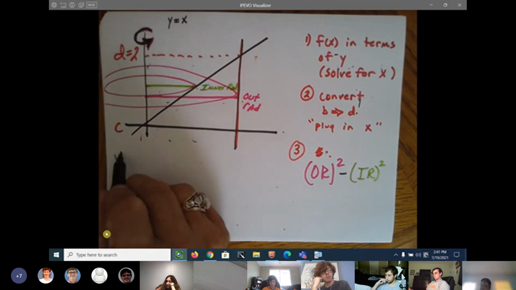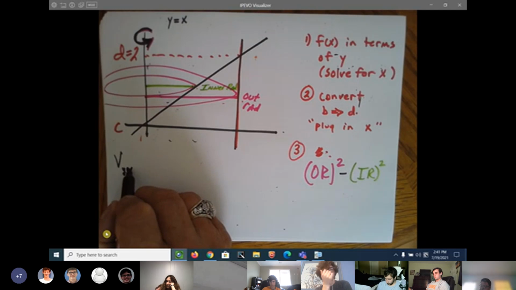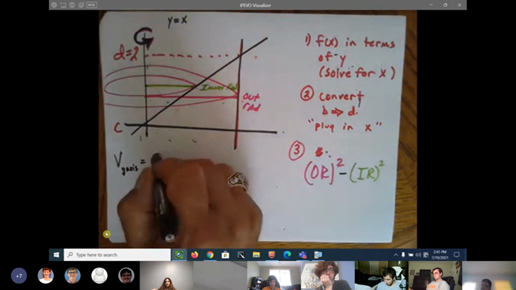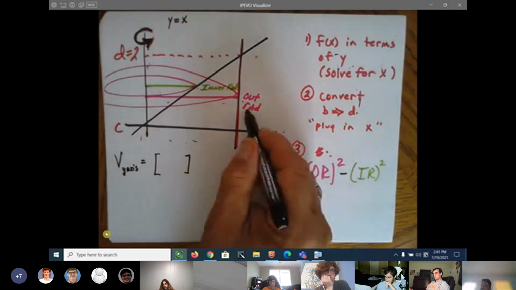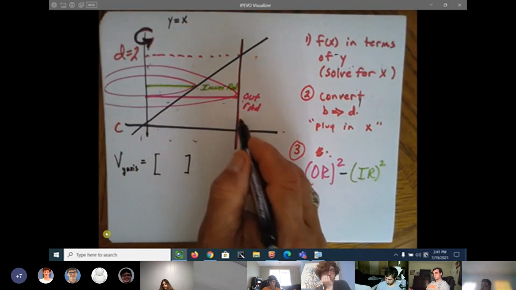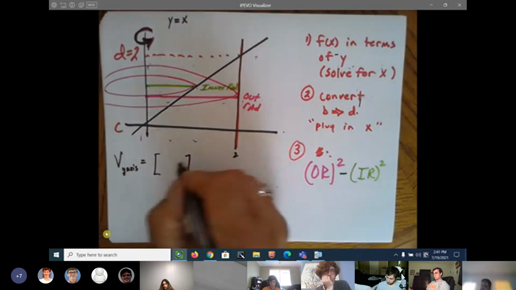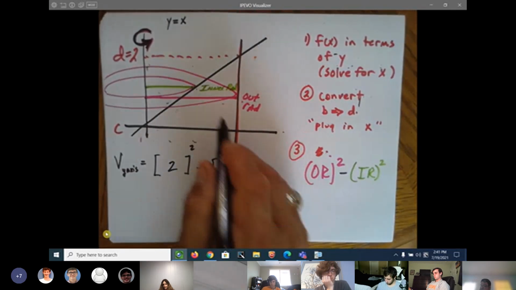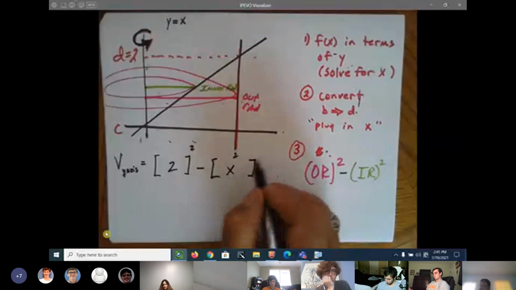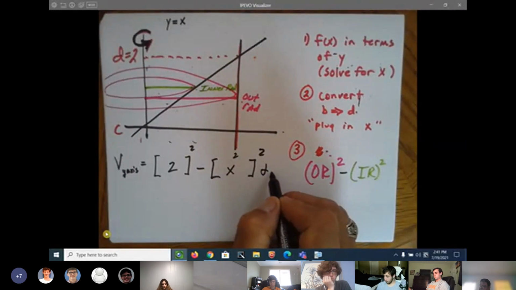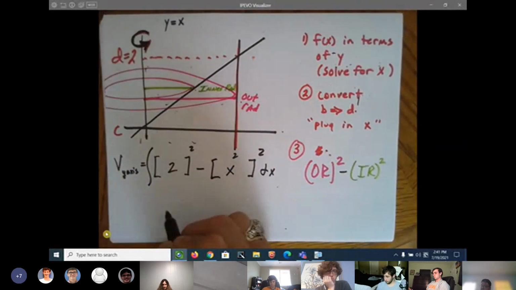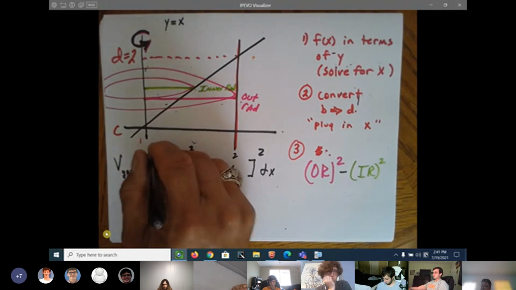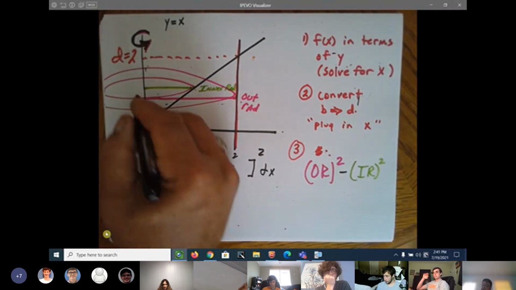V around the y-axis is equal to the height, which is the outside radius right here. That's going to be 2 minus x squared dx from 0 to 2.